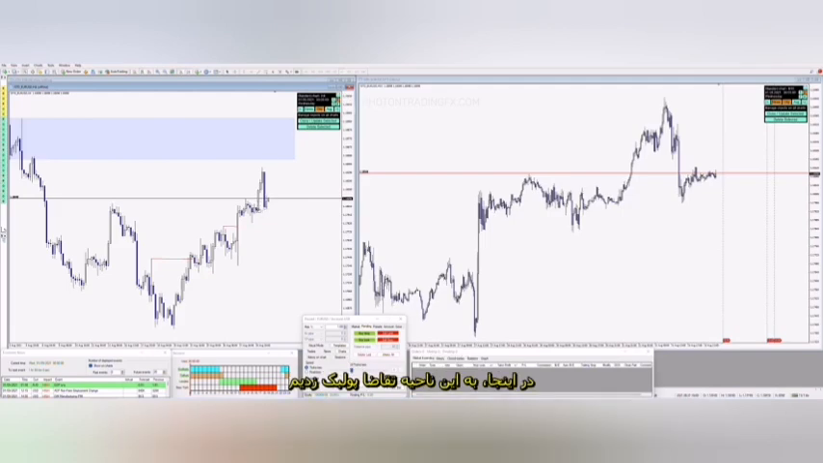Okay, so we've pulled back into this area of demand, right? Clearly broke these highs. We're pulling back from this area of supply over here. So old areas of supply become what? They become reaction points for pullbacks, okay? So we're currently coming into this 4 hour demand zone here.